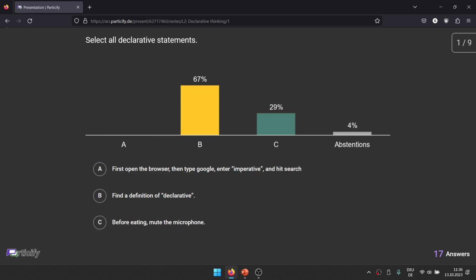What is another difference? We said that usually the declarative stuff has an imperative translation, right? So what would be some imperative translation of this B? Find the definition of declarative. So it would be A, but replacing this string with declarative, right? Are there other possibilities? Yes. Well, what are other possibilities?